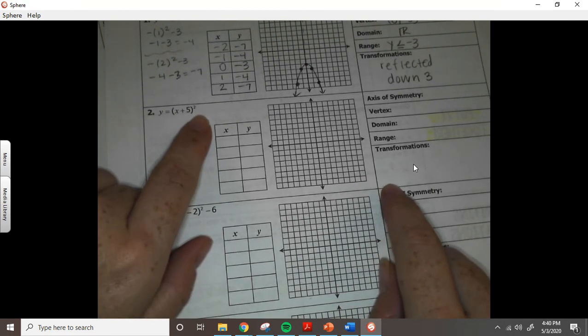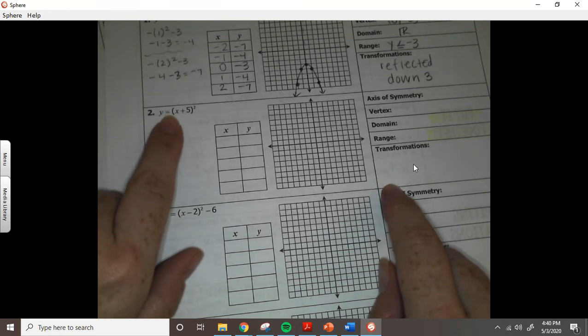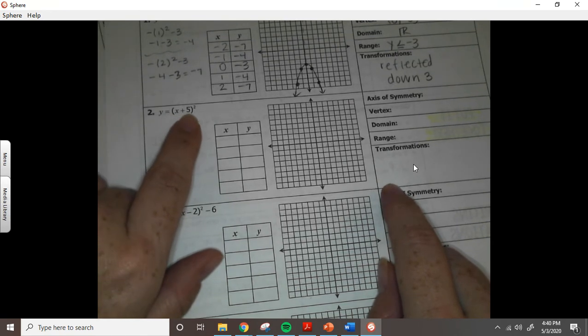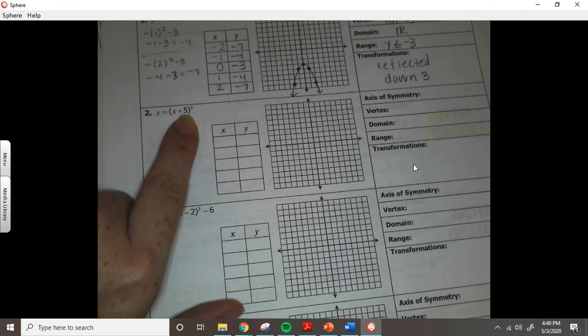So with our equation, I can tell that there's no vertical movement because there's nothing added or subtracted at the end. Oh my gosh, there's no reflection, there's no stretch or compression. All there is, is a horizontal movement. Now remember, what is that horizontal movement telling us?